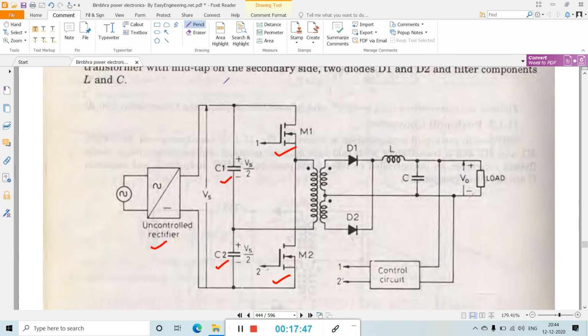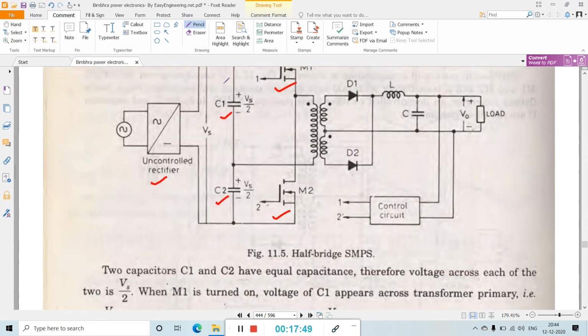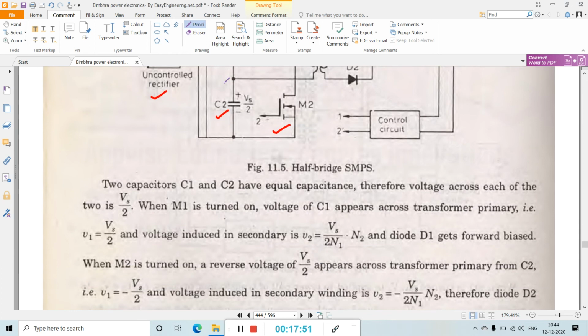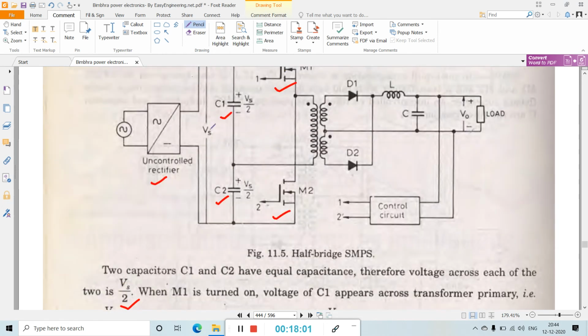So how does this circuit configuration work? Two capacitors C1 and C2 have equal capacitances, so the voltage across each of the two is Vs/2. Here the supply is Vs, but since the two capacitors have equal capacitance, the voltage across each is Vs/2.